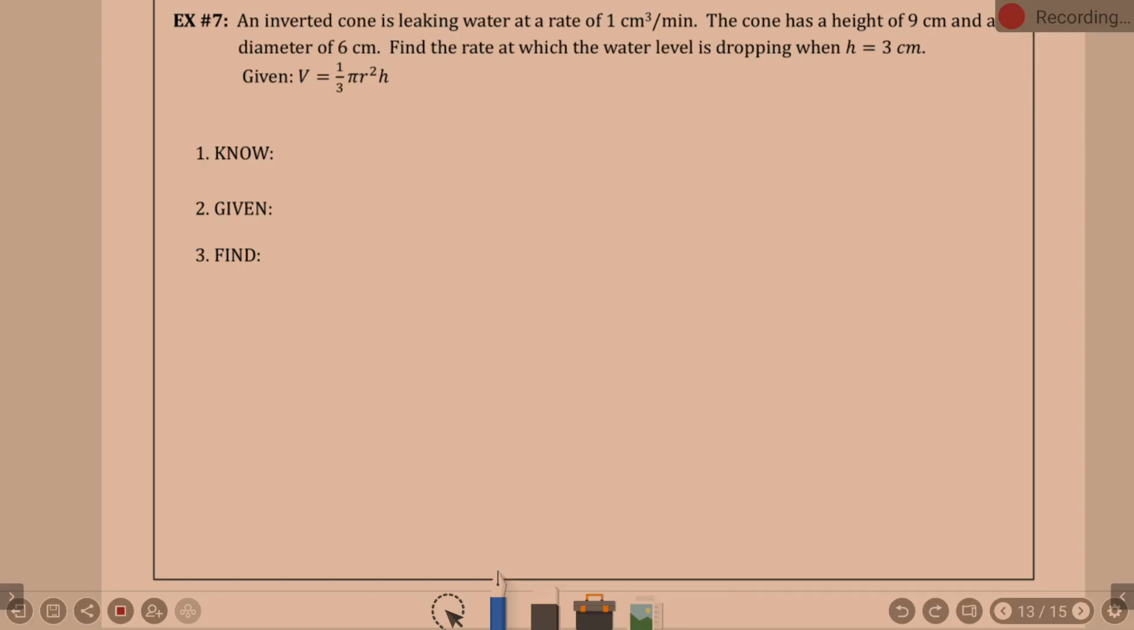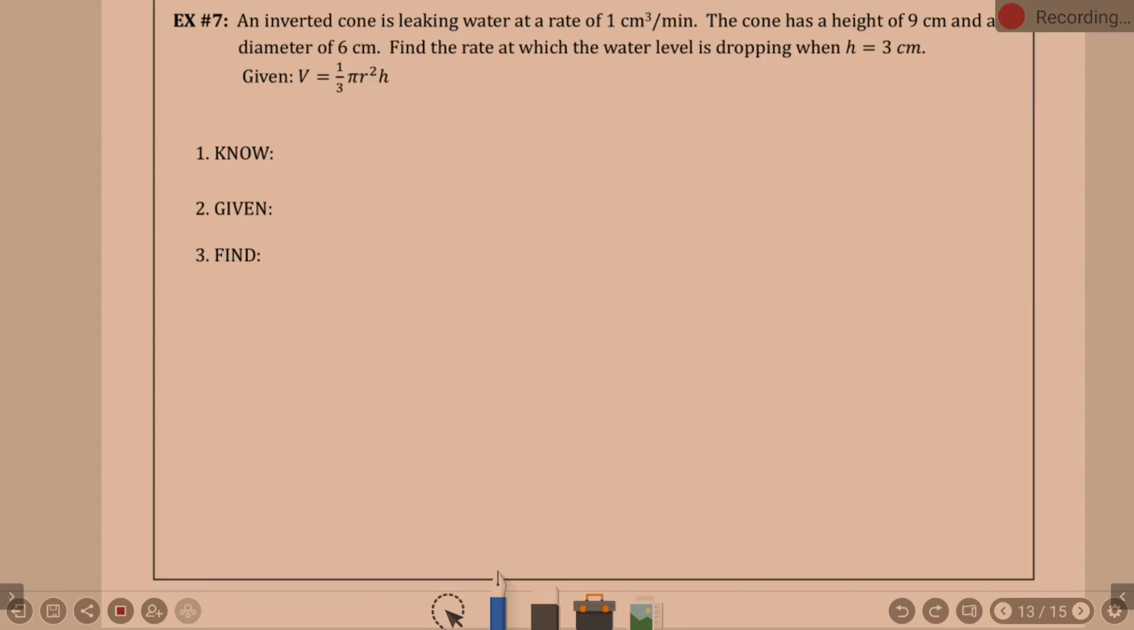An inverted cone is leaking water at a rate of 1 cubic centimeter per minute. The cone has a height of 9 centimeters and a diameter of 6 centimeters. Find the rate at which the water level is dropping when h equals 3, given that volume is 1/3 pi r squared h.